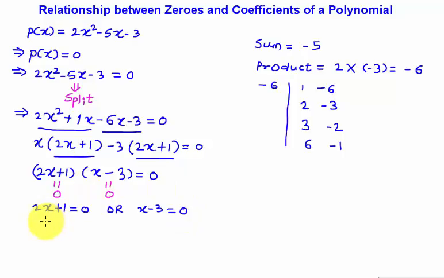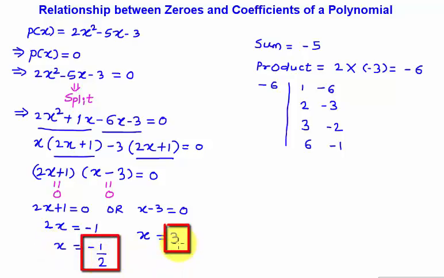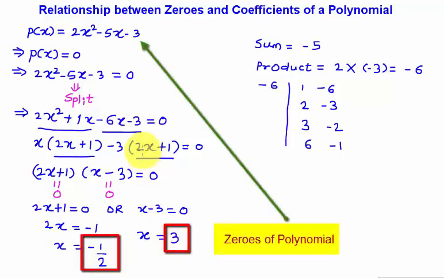Now subtracting 1 from both sides we get 2x is equal to minus 1, and dividing by 2 we get x is equal to minus 1 by 2. For the second equation, if we add 3 to both sides, we get x is equal to 3. Now at x equal to minus 1 by 2 and 3, this equation becomes 0. Hence, minus 1 by 2 and 3 are called the zeros of this polynomial 2x square minus 5x minus 3.